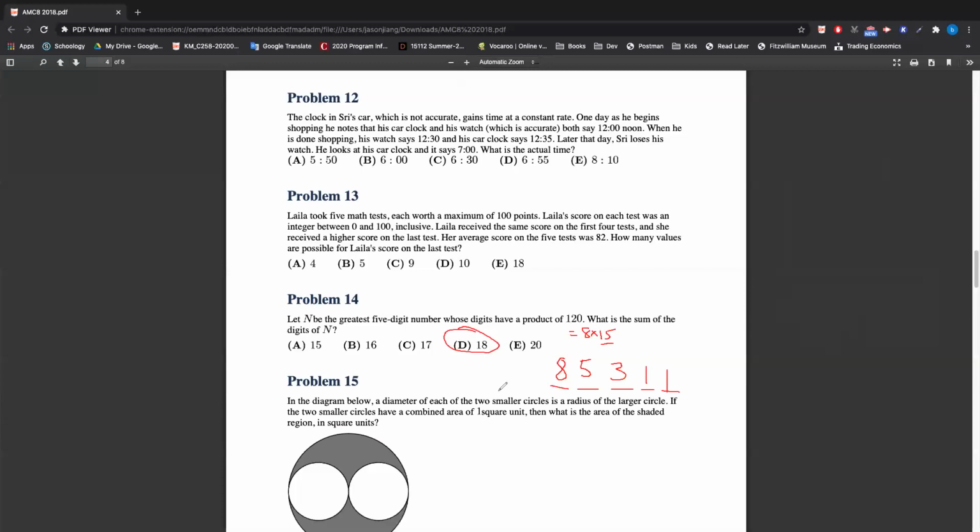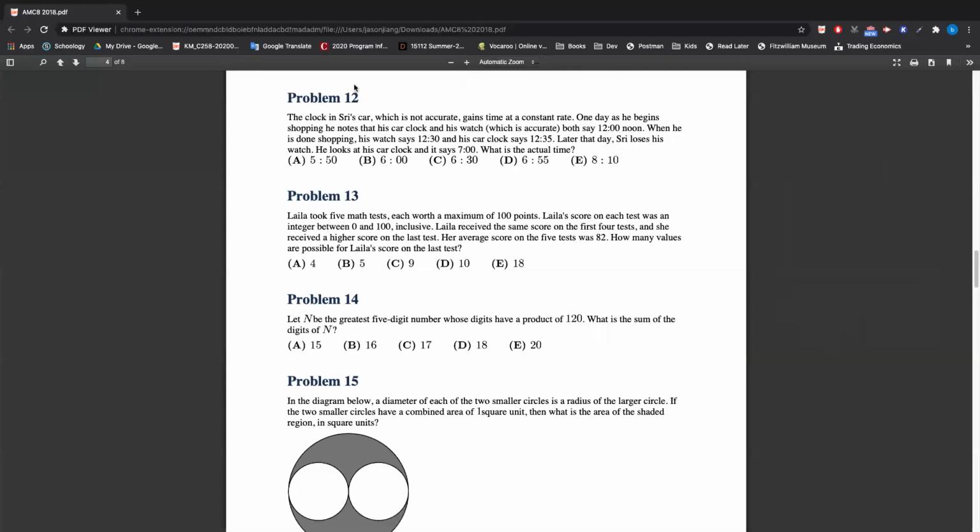So the most tricky part of this problem is realizing that you want to pick the biggest possible first digit, right? Because of how place value works, the first digit is going to be the most important for finding the greatest number.